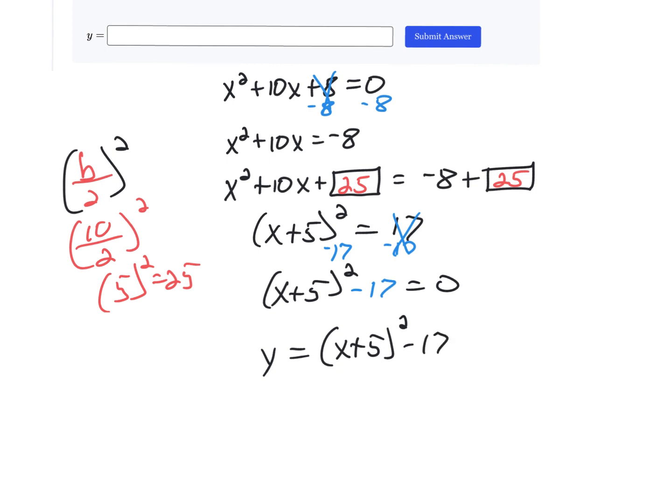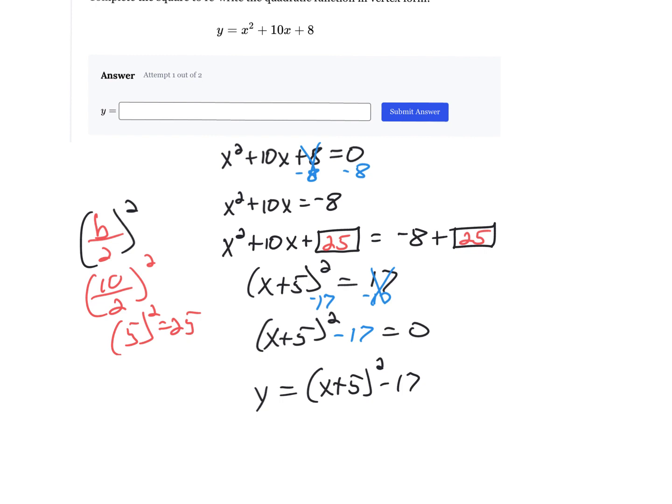So now that is our vertex form, and that's what we would put in our answer. That's x plus 5 squared minus 17.